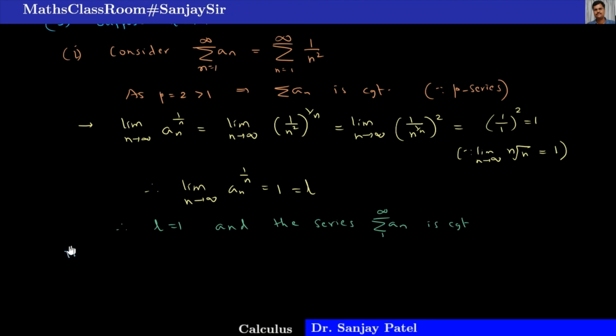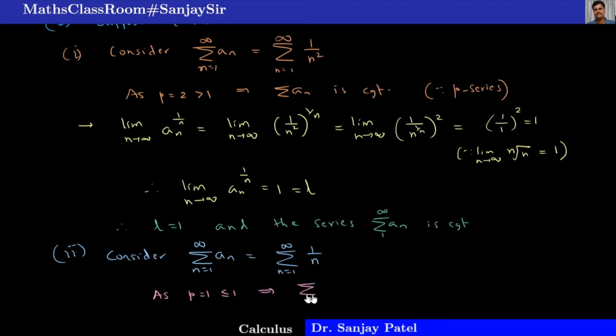So number 2, consider another series sigma n equal to 1 to infinity of 1 upon n. And again it is clear that this is a p series where p is equal to 1, so as p is less than or equal to 1, it implies this series sigma a_n is a divergent series. This is a divergent series by the p series test.